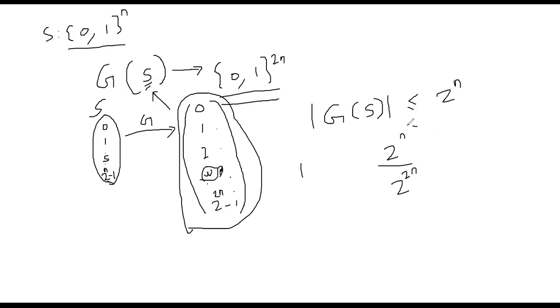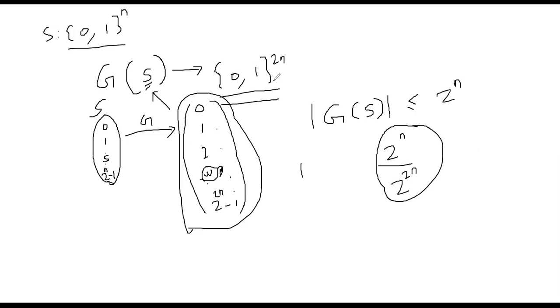Is just 2 power n by 2 power 2n. Okay, so let me summarize this clearly. We have two sets here, right? One is the domain set. This is called the domain set, {0,1}^n, meaning the set of all n-bit binary strings. And then you have a range set. Okay, what is a range set? Set of all binary strings of length 2n.